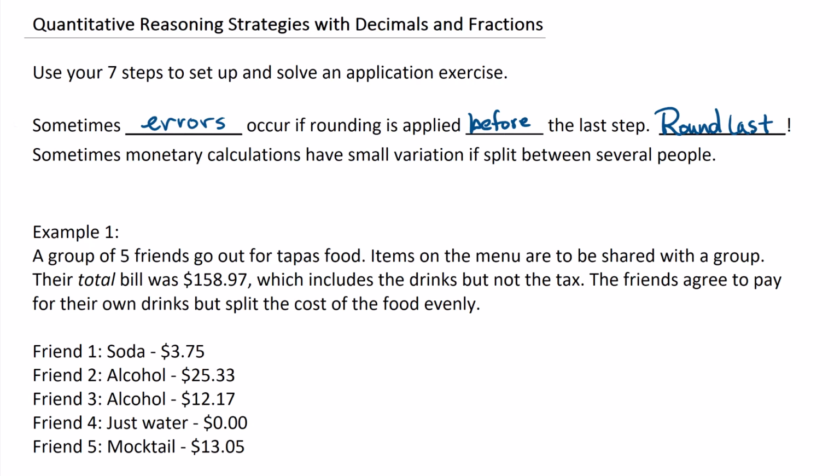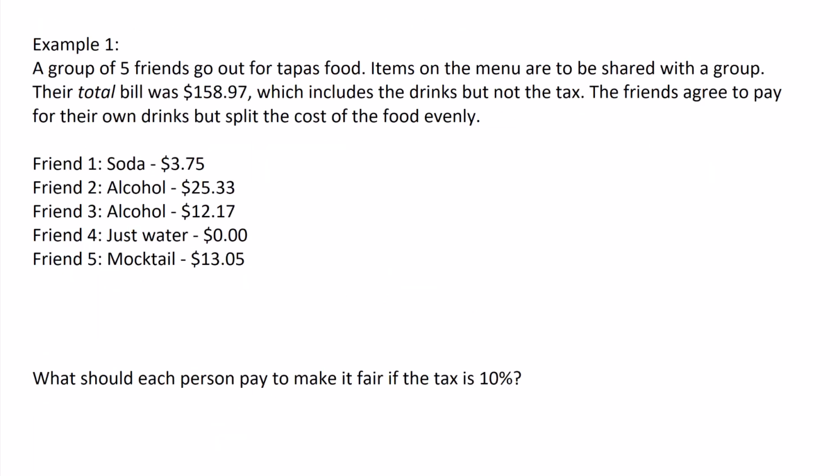Additionally, monetary calculations have small variation if you split it between several people. You'll have to account for this at the very end. In example 1, a group of 5 friends go out for tapas food. Items on the menu are to be shared with a group.